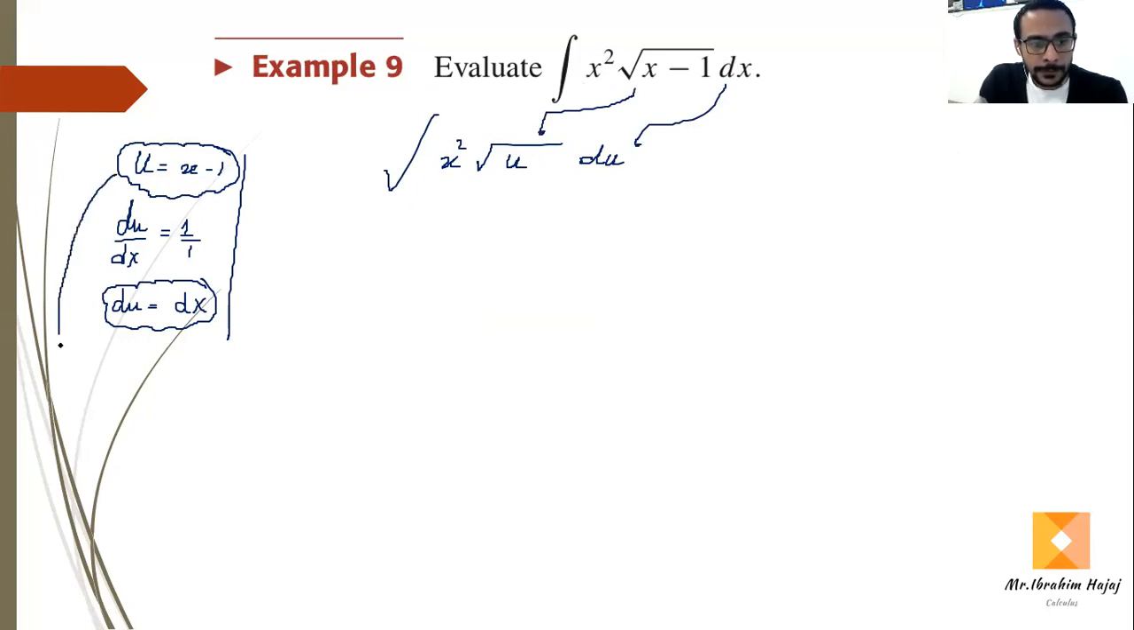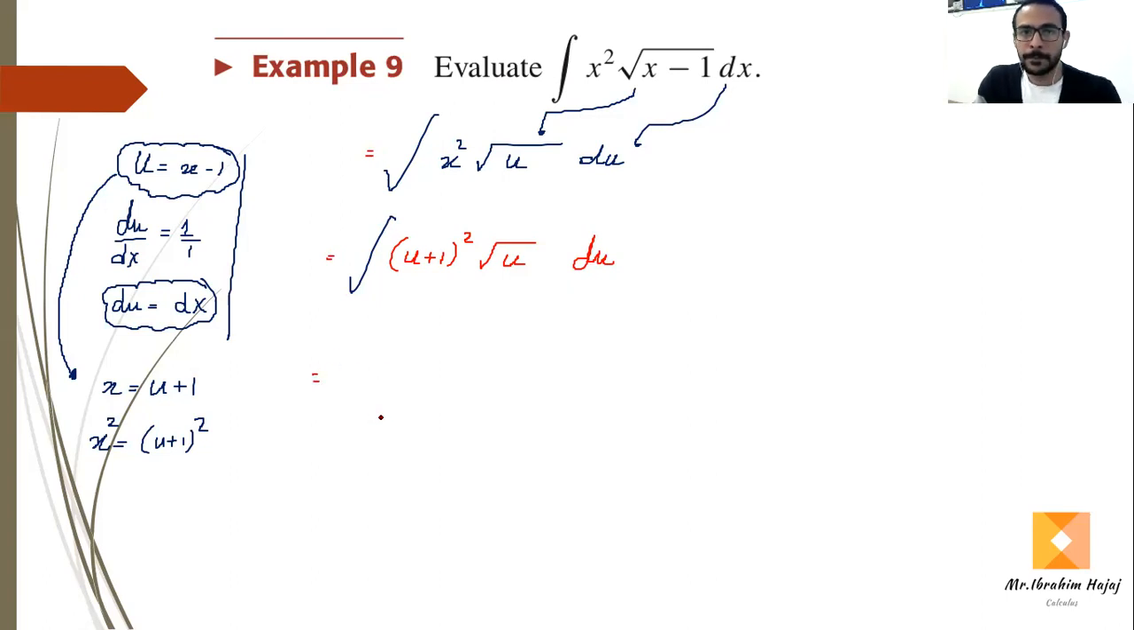So what should we do, Khalid? We have to find x from this equation. We know that u equals x minus 1, so x equals u plus 1. Solve for x squared: u plus 1, all squared. Don't say u squared plus 1, you have to square the whole thing. So now let's substitute x squared by u plus 1 all squared, times root u and du.